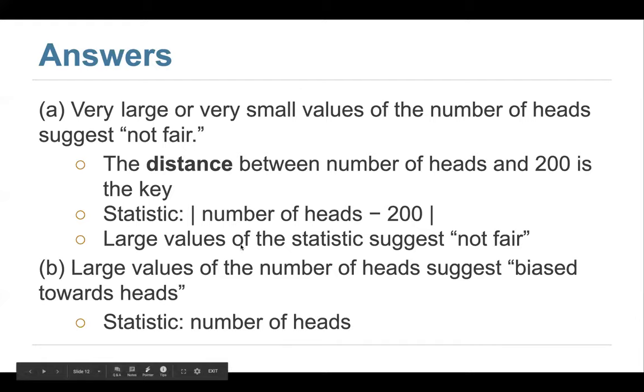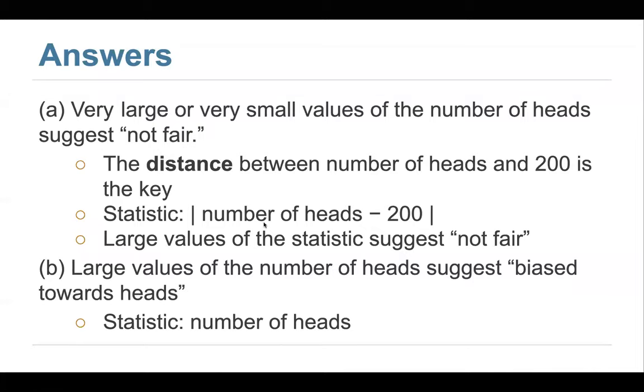So the main thing you want to think about is that as this number gets larger in magnitude, it's more evidence for the alternative. And if you can satisfy that condition, then that is a good statistic for that alternative viewpoint. Someone asked, why don't we do number of heads minus 200? You could actually do that as well. That'd be valid too. In that situation, really large values would be evidence for heads being biased, and small values would not be evidence of that. So that's actually fine. You could do number of heads minus 200.